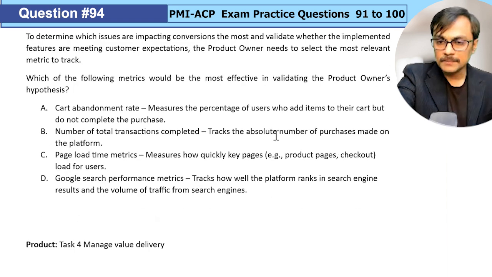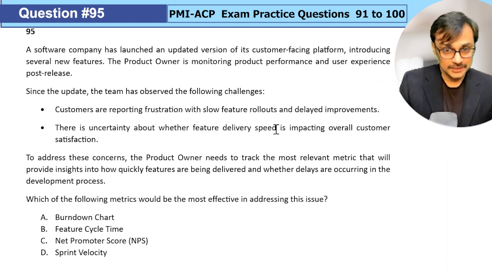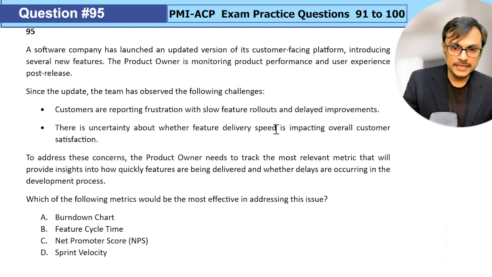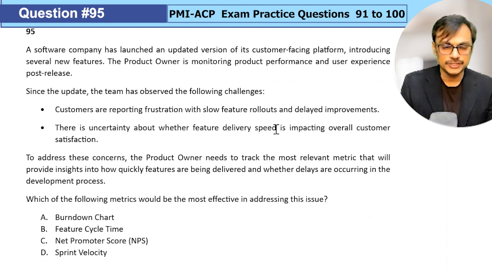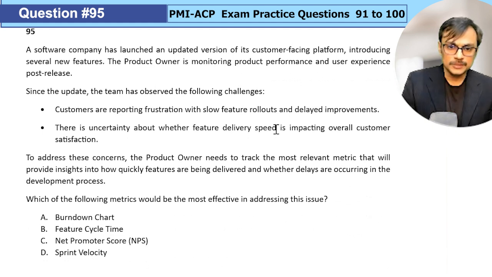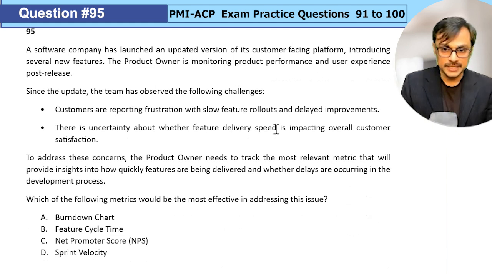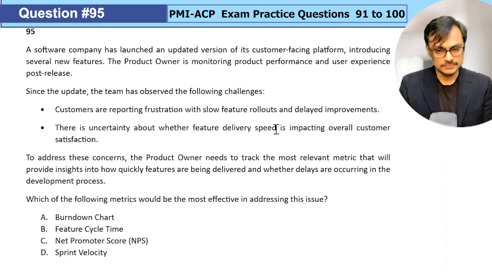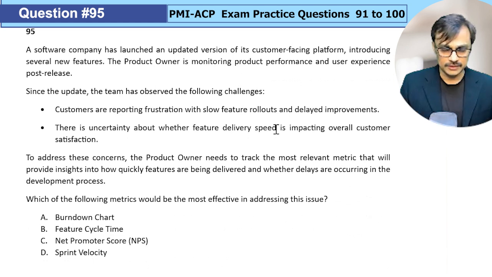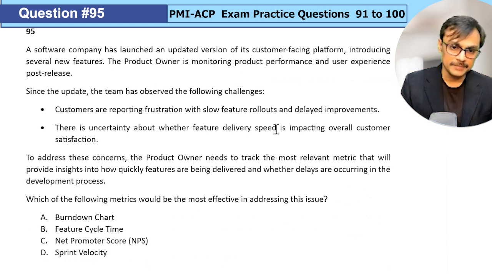So product, task 4, manage value delivery. That is your mapping for the exam content outline for PMI ACP. Question number 95. A software company has launched an updated version of its customer-facing platform, introducing several new features. The product owner is monitoring product performance and user experience post-release. Okay, something we have released and we are looking at how it is performing in the market.